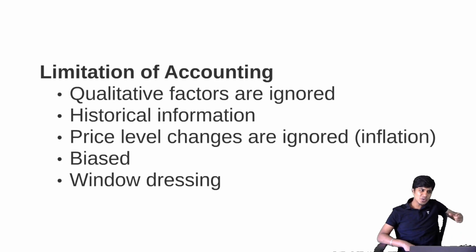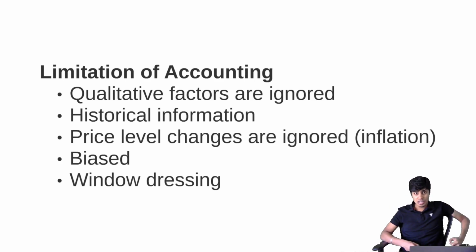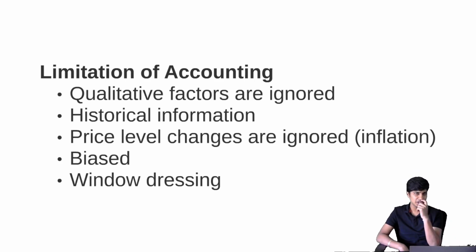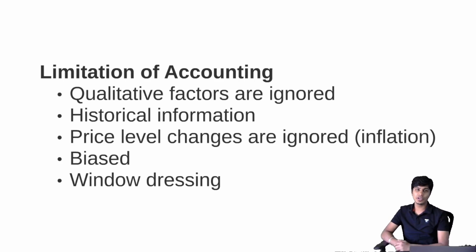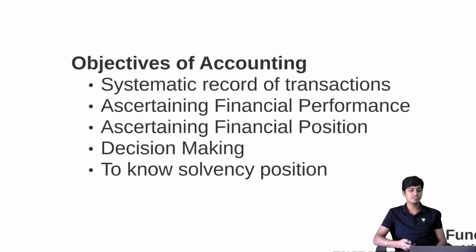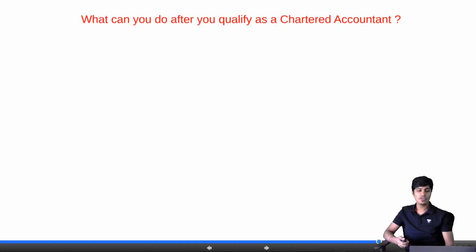Accounts is a little biased because accounting is based on accounting estimates and accounting policies. So whenever the accountant maintains accounts, he can choose such accounting policies or estimates which can be a little biased. It's not the same for every entity, and this can lead to window dressing, fabricating of profits. It might lead to showing higher profits than usual or lower profits than usual. Fantastic. That, my friends, is the limitations of accounting.